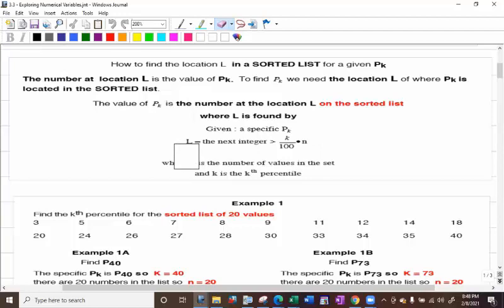Now, L is not the answer to the problem. L is the location. Let's say in a 20 number list, if you got L to be 13, it doesn't mean the answer is 13, except by coincidence. What it means is it would be the 13th number in your list after it's sorted. It's important that these are sorted. So you would count off till you got the 13th number. Then that number would be the answer.